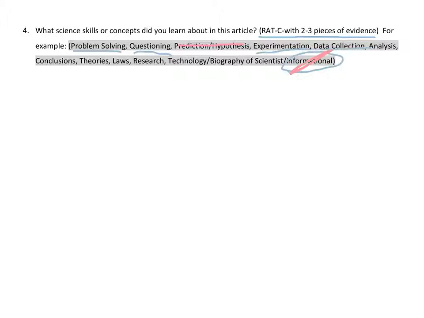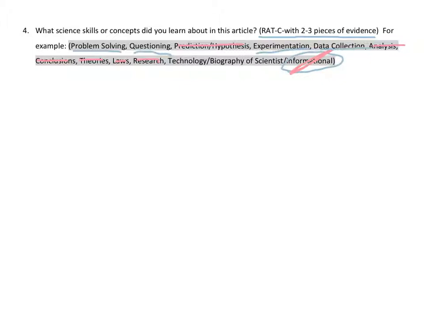Data collection, however, is going to be filled with a bunch of graphs, a bunch of images of data, maybe charts, lots of numbers. They don't usually have a whole lot of literature, a lot of writing, but a lot of data collection, a lot of numbers. I can't think of an example of a data collection article, but trust me, you'll know it when you see one. Moving on, I don't want you to worry about analysis, conclusions, theories, laws, research.